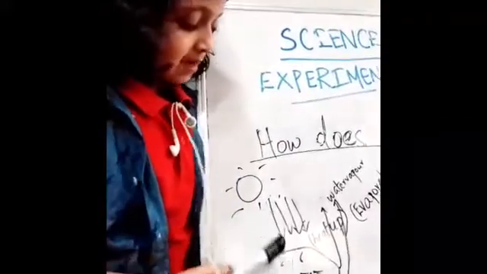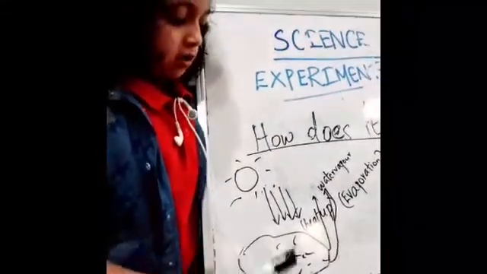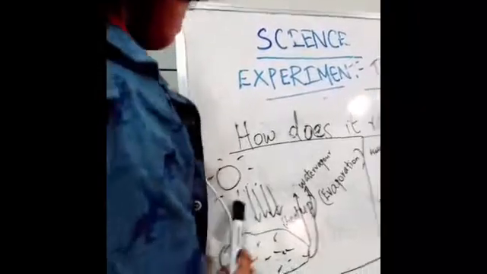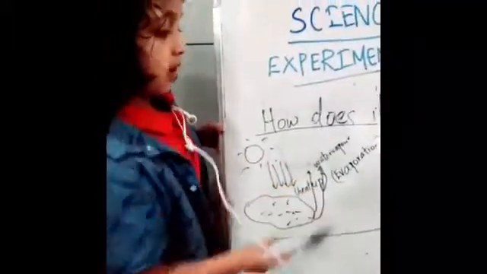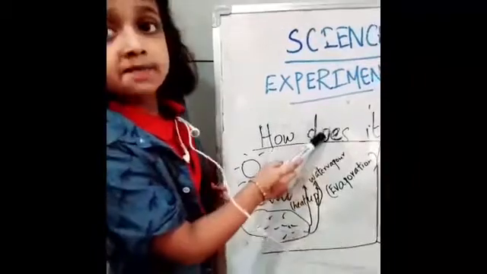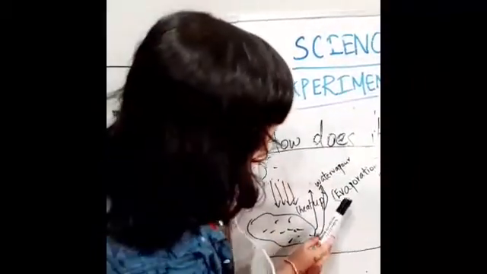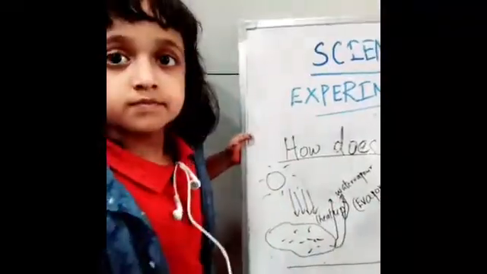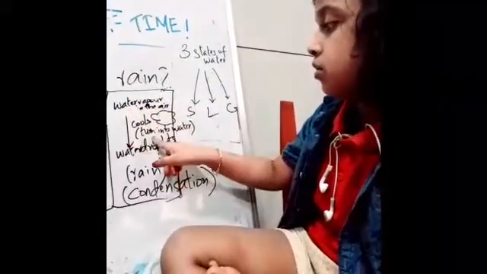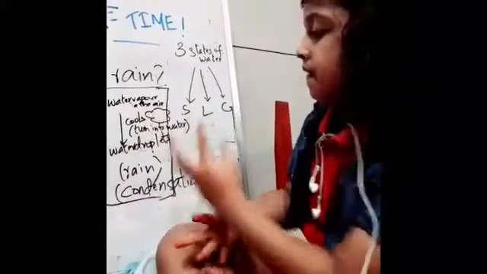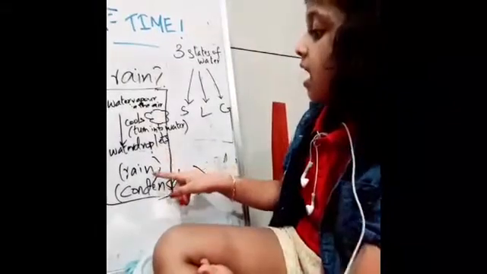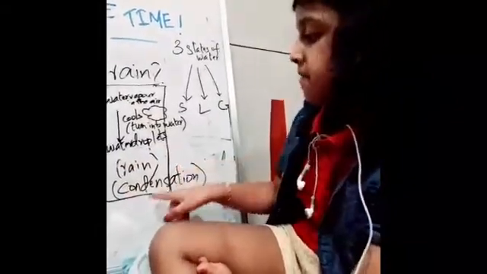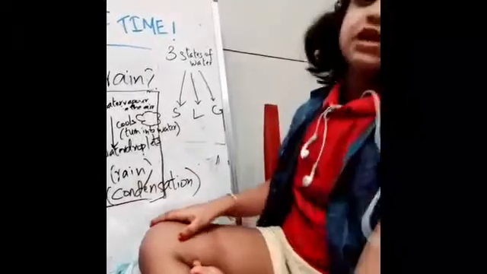So the sunlight that shines on the water bodies heats up the water, and then it turns into water vapor and goes up to the air, which is called evaporation. The water vapor in the air cools and turns into water droplets, and they fall back to earth and is also called rain. This process is called condensation.